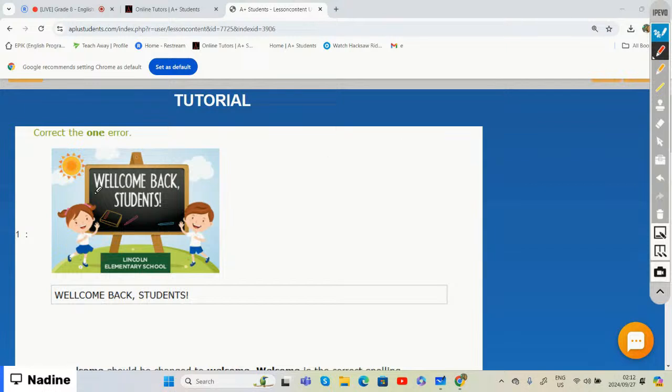And yes, if we look at this word welcome, welcome is written wrong, because it is written as if we are saying, oh, I'm well, and you. That is how they wrote that word welcome. So if we were to correct that word, then we would say it is welcome back, students. So well done. Welcome is incorrect.